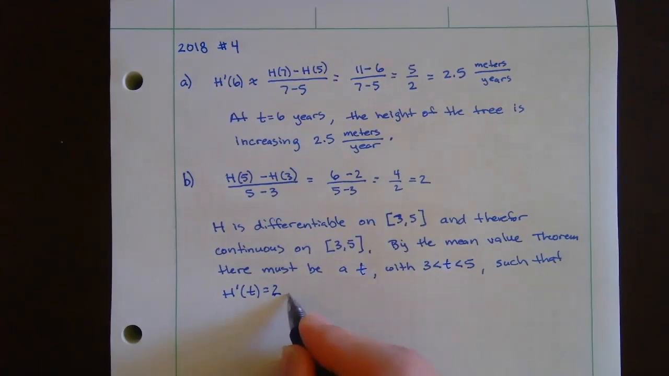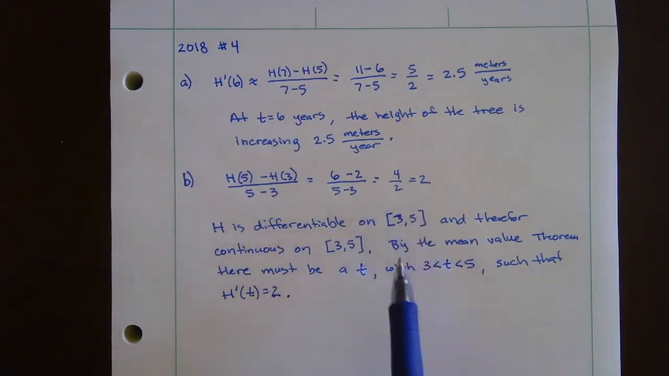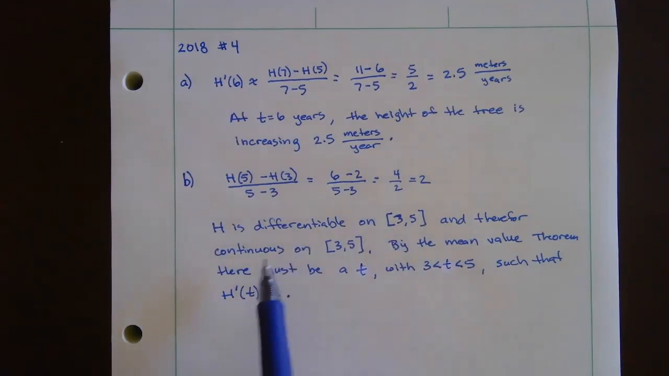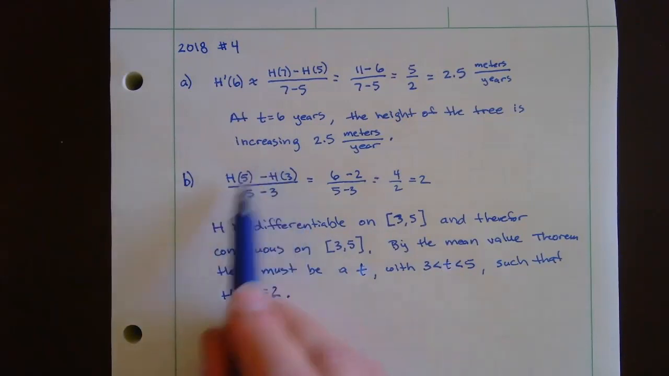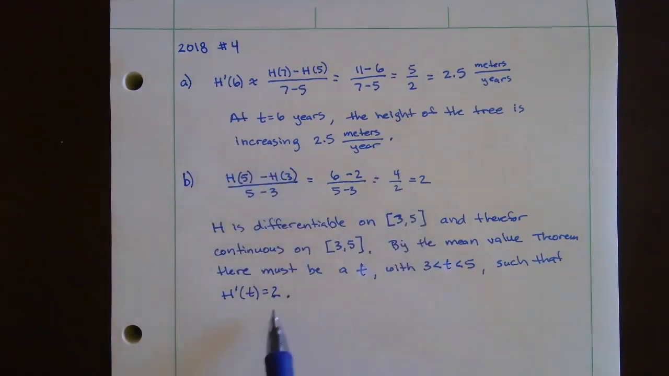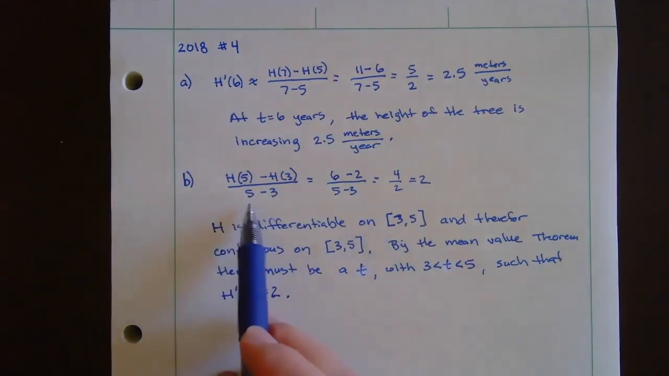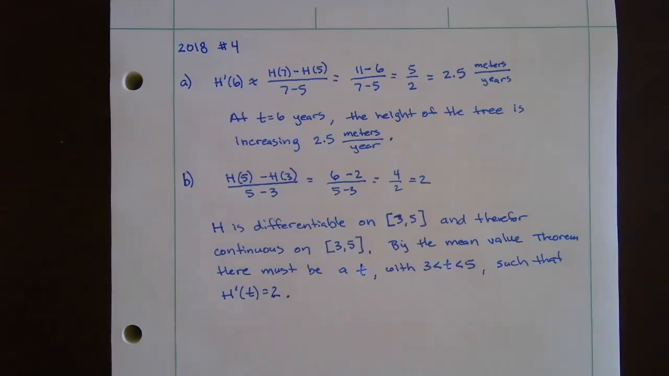is equal to 2. Okay, and that's what the mean value theorem says, because if you can establish that it's differentiable on the open, continuous on the closed, okay, and you have an average rate of change that's equal to this, therefore there must be a derivative in between these two values of t, okay? All right, so that's part B. In all honesty, probably part B and part D in this problem are the hardest, okay?